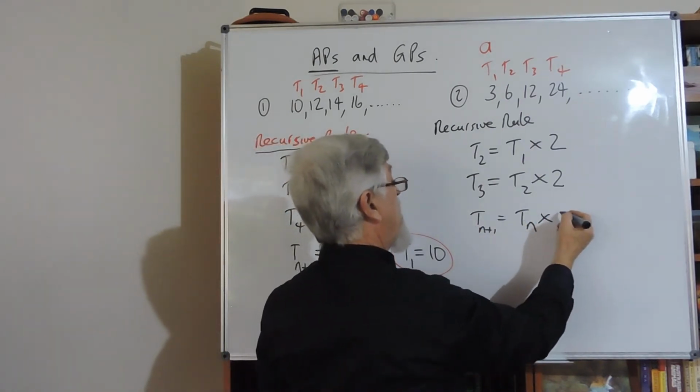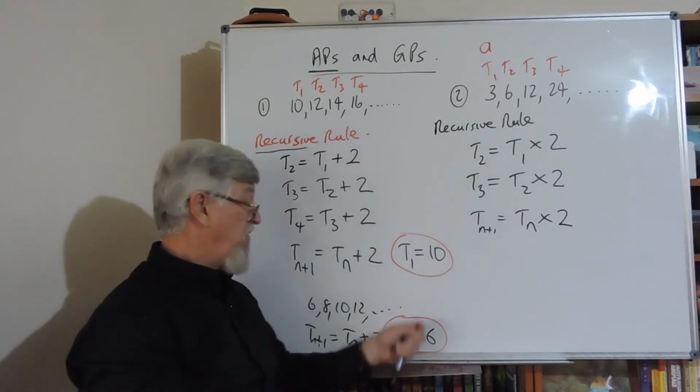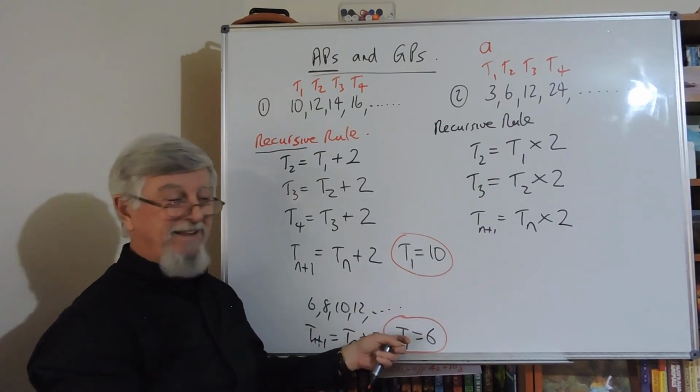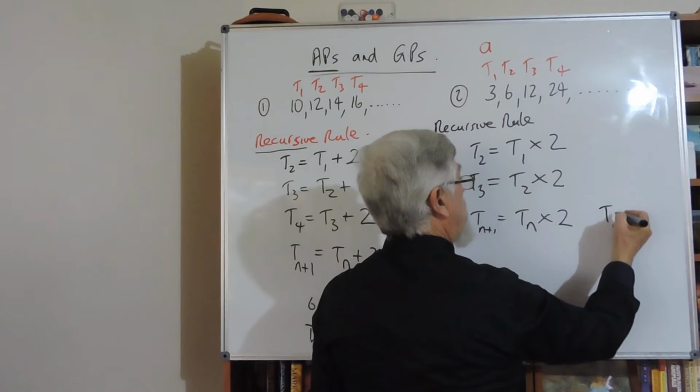Now I know that a lot of you will have this question in your head. So there I have it written as a recursive, but what must I always write? Must write where it started. Don't forget to write where it started. It started at 3, so the first term is 3.